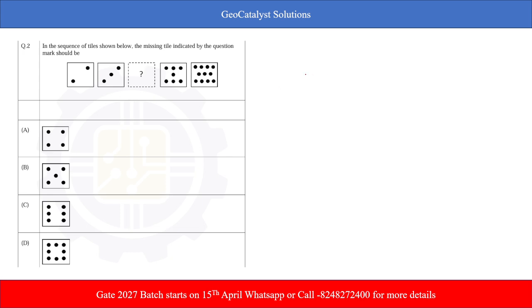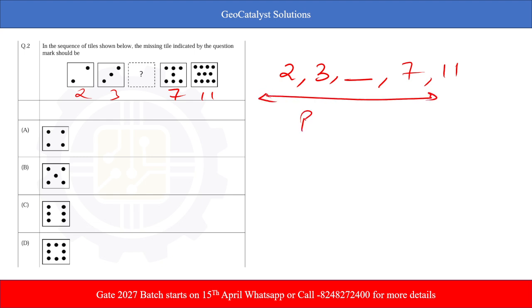Coming to the second question. Suppose this is a dice. Here you are able to see the first number 2, the second number is 3, then a dash, then this is 2, this is 3, this is 7, and this is 11. So 2, 3, 7, 11. If you look at these numbers, these are prime numbers. The one prime number which is missing is 5. So 5 will be the answer.